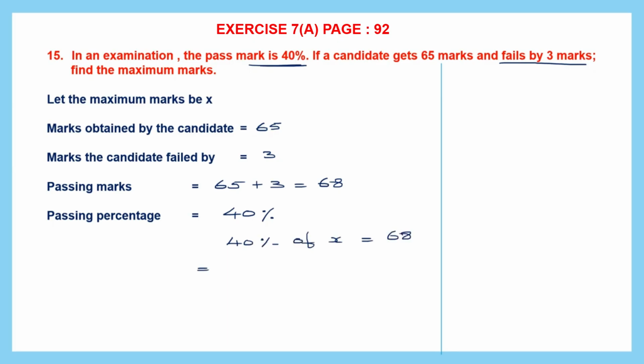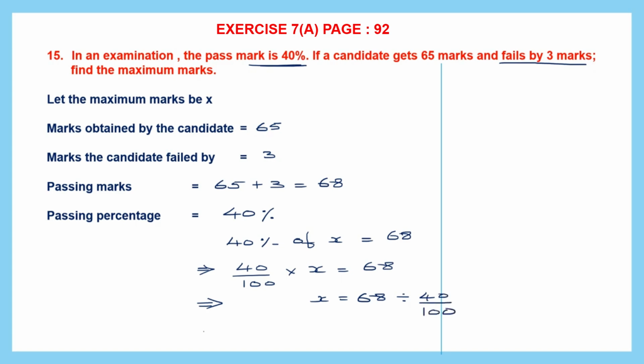Now let's simplify this and see. So 40% means 40 by 100 into x will give us 68. So now to find the value of x, we say x is equal to 68. Now here we have 40 by 100. Now this is multiplication, so we're going to take it to the other side and make it division. So this becomes divided by 40 by 100. Now let's work this out.